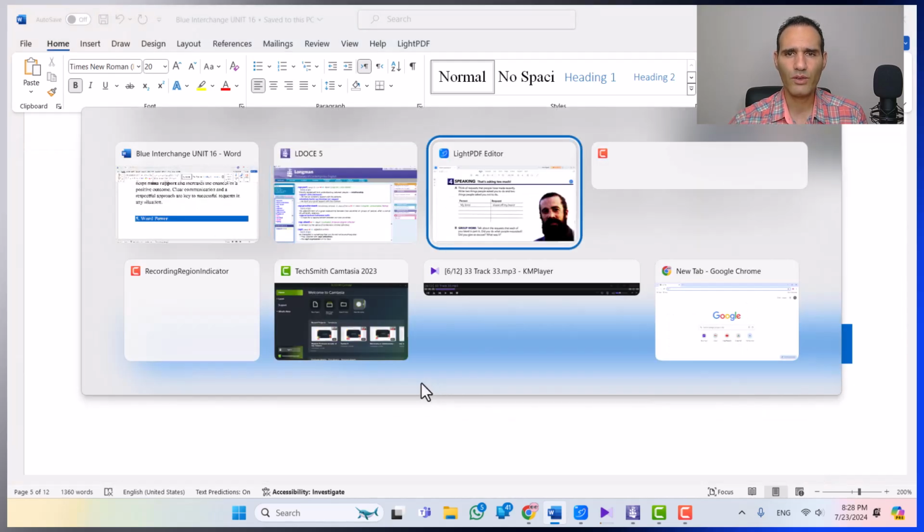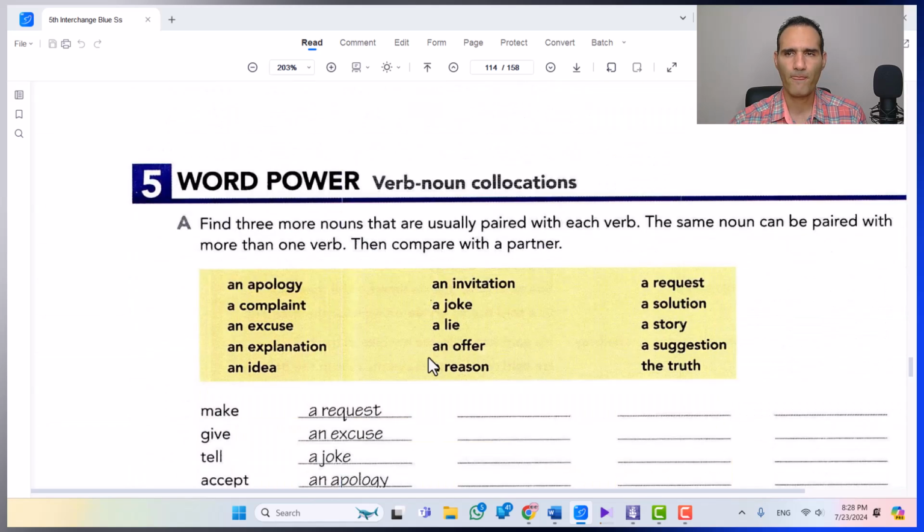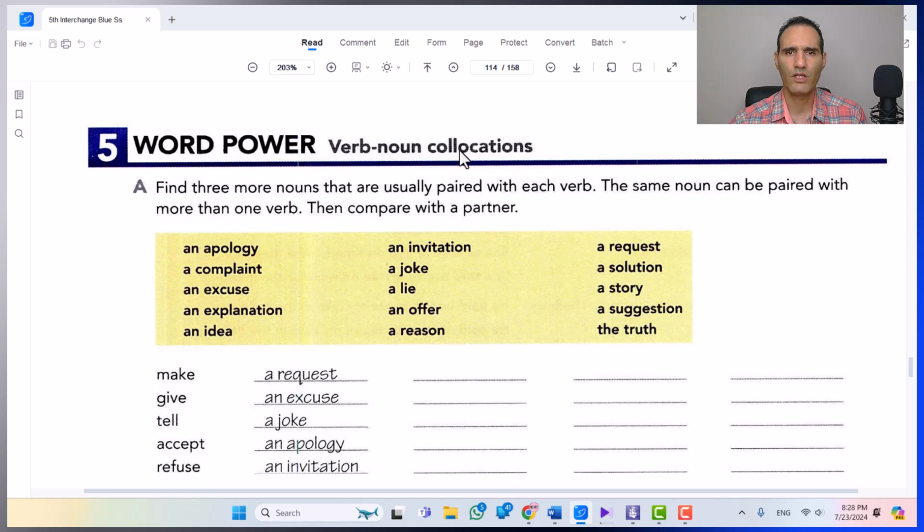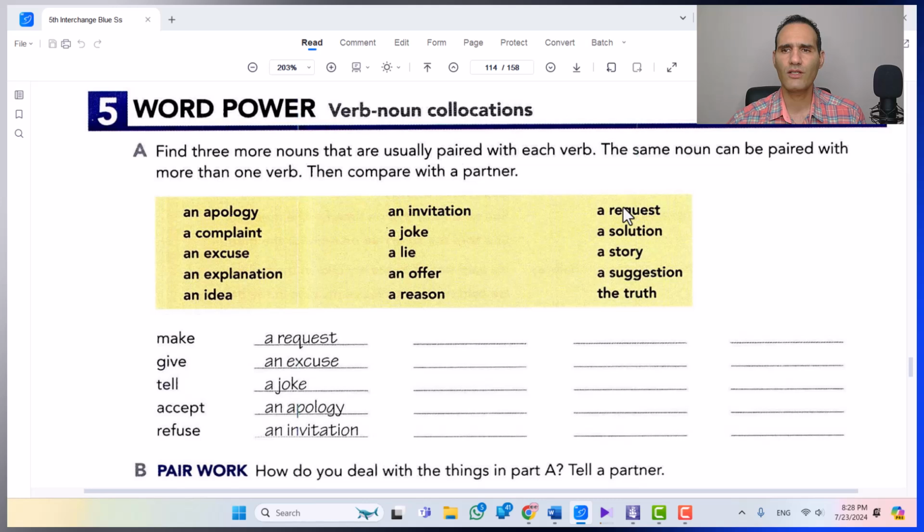And now, if you're okay, we go to exercise 5, and that is word pattern. Verb-noun collocation. What is a collocation? Collocation means what verb goes with what noun. For example, take a photo. For example, make your bed in the morning. This is called collocation, but here it is just focusing on verb-noun. It could be adjective-noun collocation as well. But here we have verb-noun.